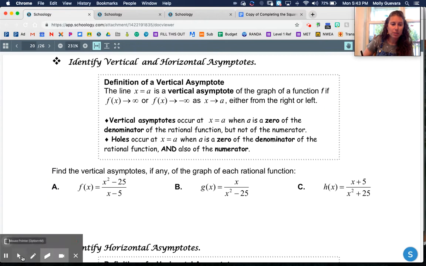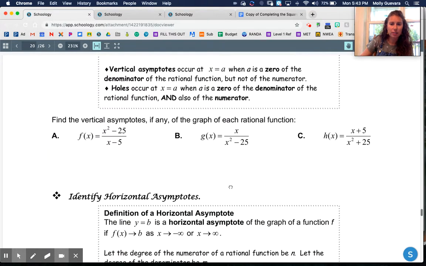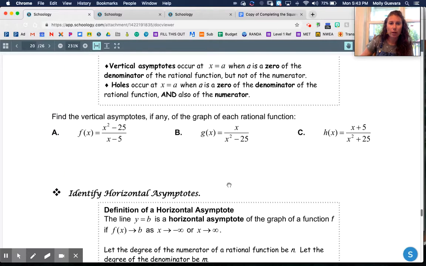So let's look at some examples of these and see if we can figure out where my vertical asymptotes are and if there's a hole. So again, first step, always factor everything that you can. Okay, so this is x plus 5, x minus 5 over x minus 5. Okay, so the zeros of the top are, you don't have to write this part, okay? So negative 5 and 5. The zeros of the bottom are 5.